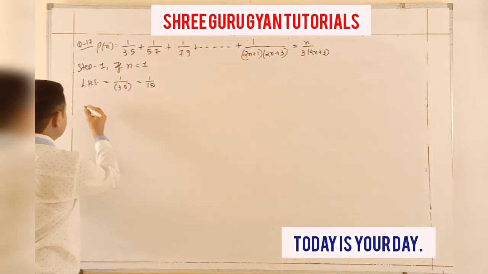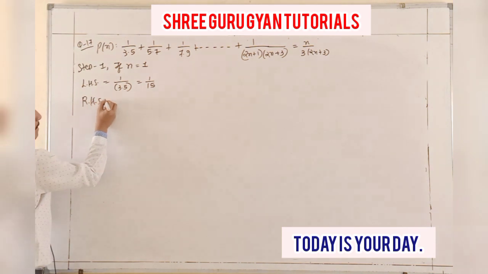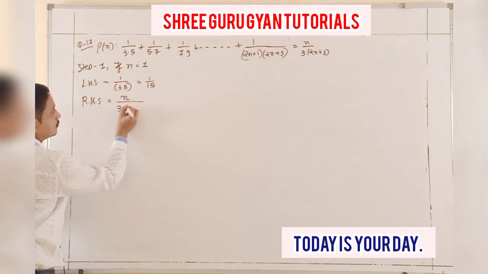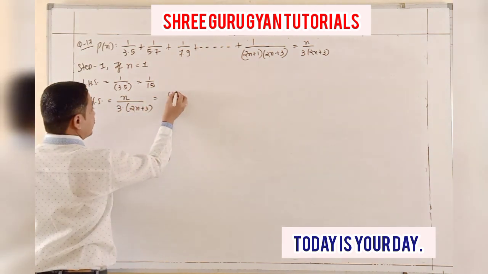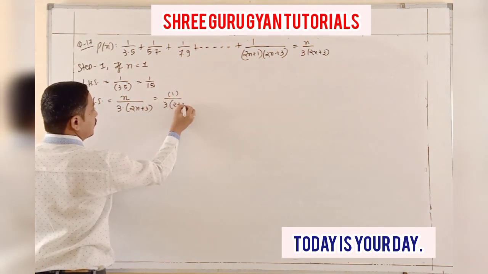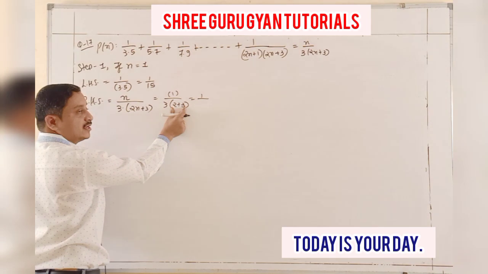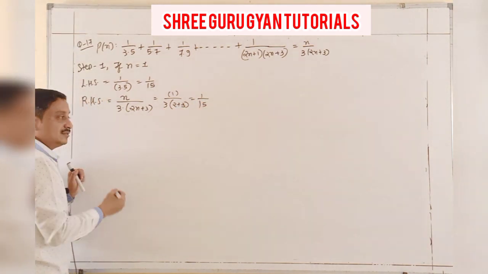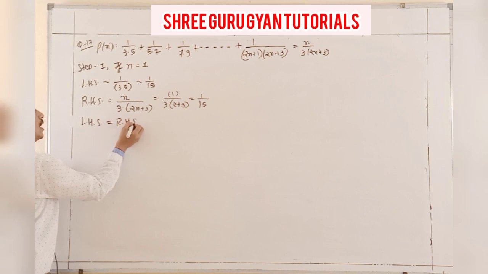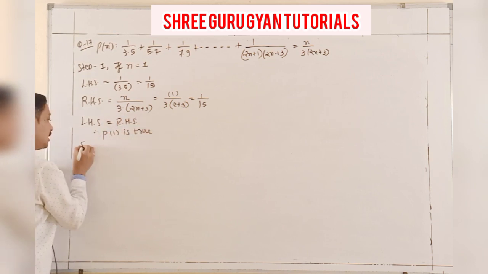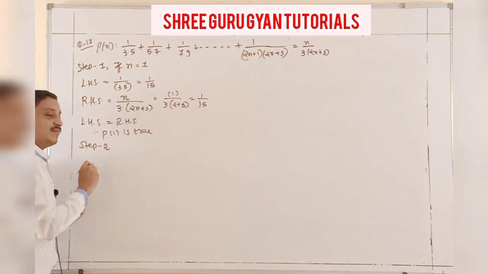And RHS, n upon 2n plus 3. You can just write down n is 1. N is 1, 5 and 3, 15. So definitely we can write down LHS is equal to RHS. So P1 is true. Now students, happily first step over.